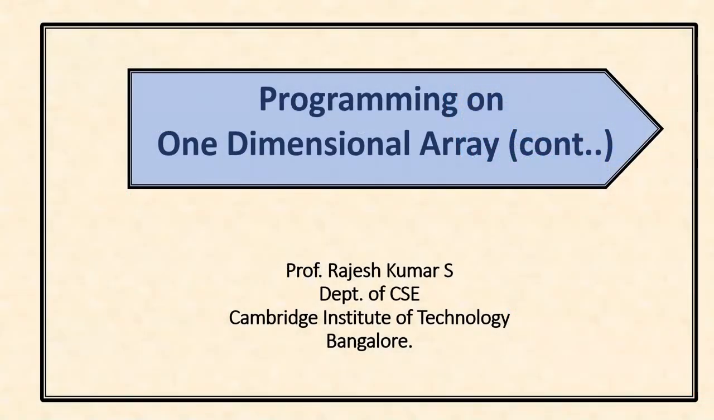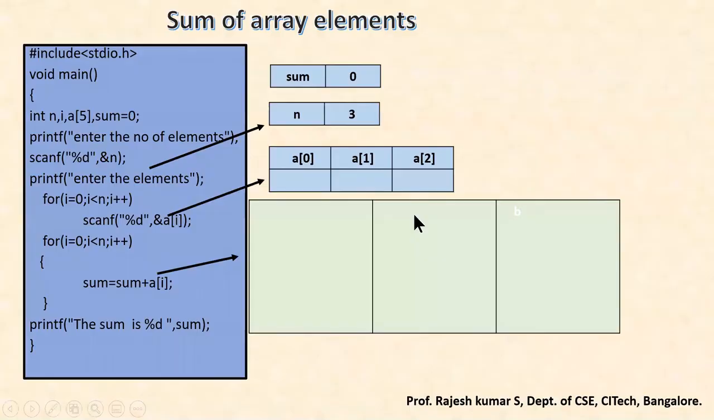Today I'll be discussing a few more examples of one-dimensional array. The very first example is how do we find the sum of array elements. So let us see the logic behind this program. I have to add all the array elements. For example, if the array elements are 1, 2 and 3, I have to add all these array elements and give the result.